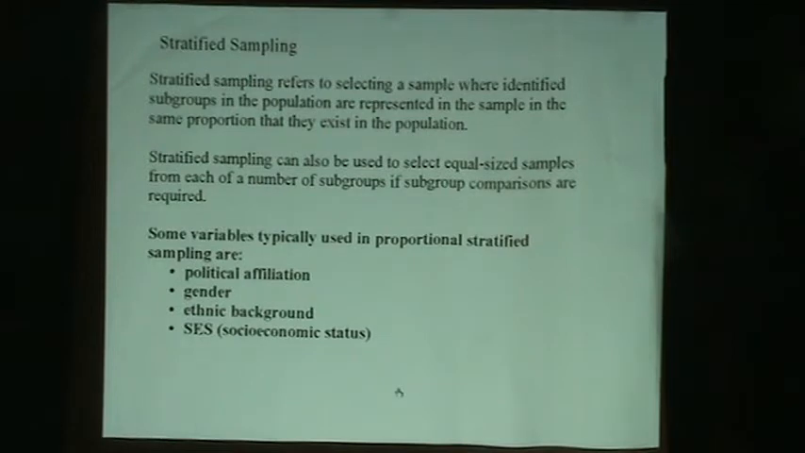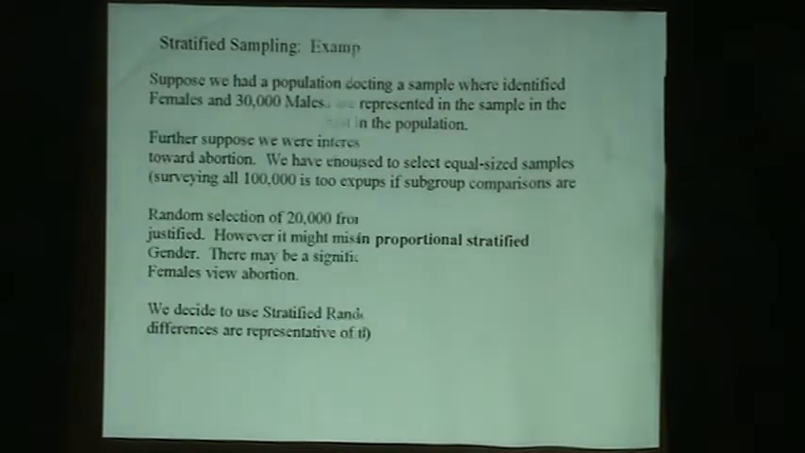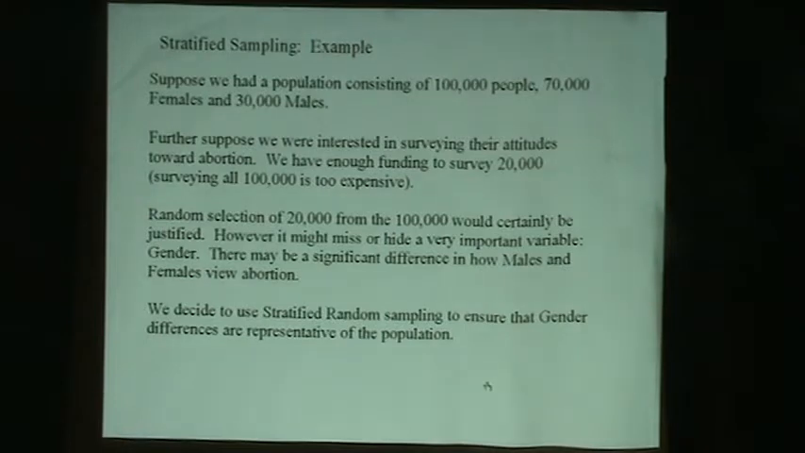You can see some examples of stratified sampling here: political affiliation, gender, ethnic background, socioeconomic status. We'll give an example here. Suppose we had a population consisting of 100,000 people, 70,000 females and 30,000 males. Well, here we have two different strata now. Way more females than males.